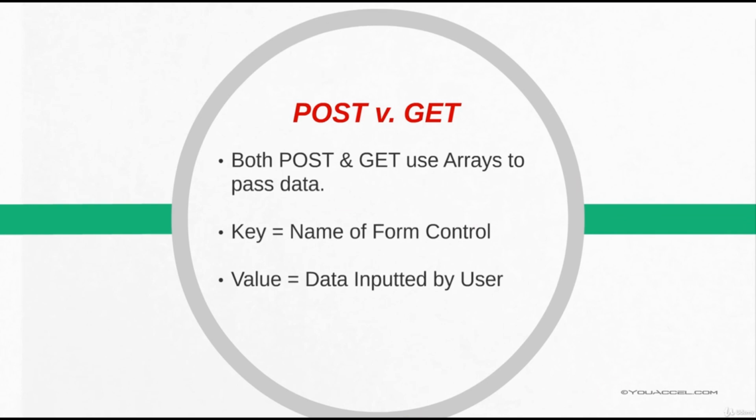We'll be exploring two ways to transmit data to our PHP script from our HTML form: the get method and the post method. In both methods, the data is transmitted in an array that is automatically generated. The array holds the key and value pairs. The keys are the name of the form controls, and the value is the data inputted by the user. We'll come back to this when we start creating our form. There's some important points to note about post versus get before we begin.